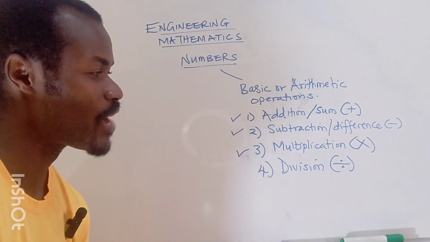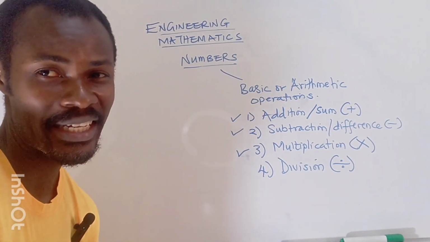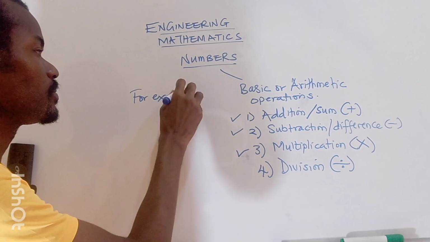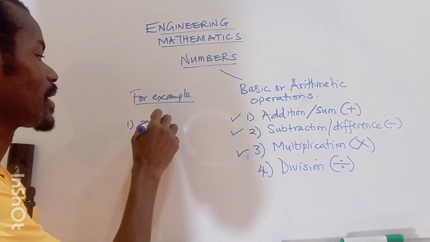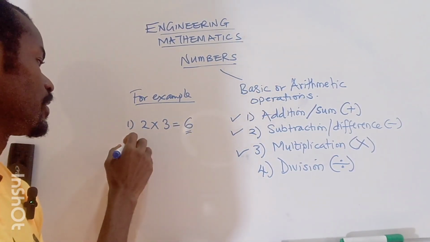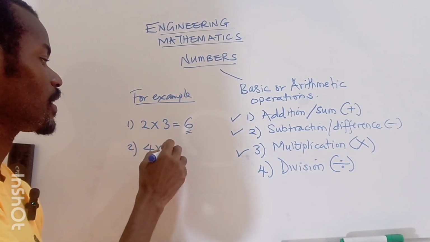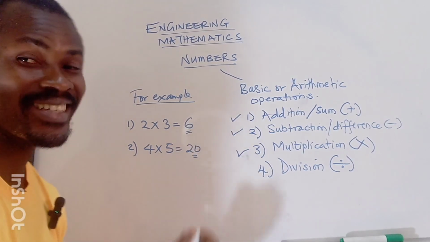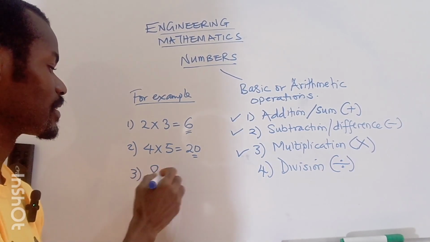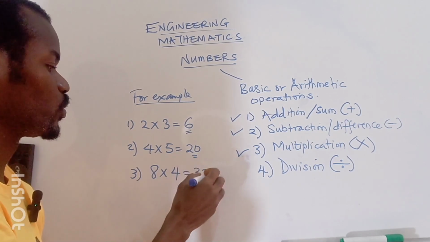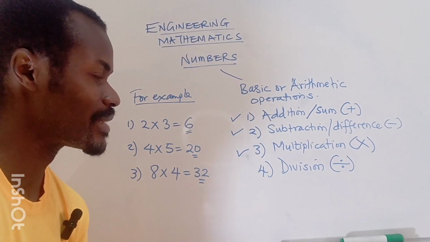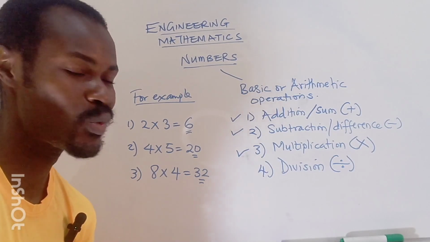Alright, now whenever you multiply two numbers, you get their product. For example, if I have 2 times 3, we have 6. So 6 is their product. If I have 4 times 5, it's 20. So 20 is called their product. And for the next one, if I have 8 times 4, which is 32. So 32 is their product.